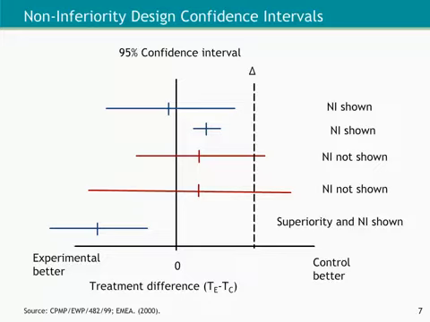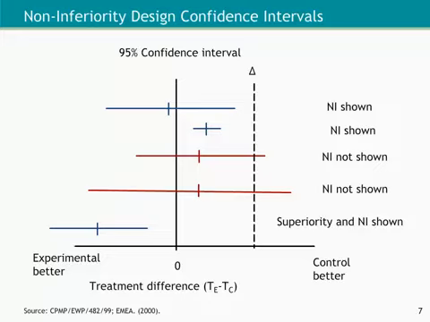However, if the 95% confidence interval falls entirely to the left of the delta line, we can reject the hypothesis that the experimental treatment is worse than or inferior to the control. So in this figure, the confidence intervals that are shaded in blue fall entirely to the left of the delta line. So in those cases, we can say that we have shown non-inferiority. The confidence intervals shaded in red cross the delta line, so we cannot say that we've shown non-inferiority.